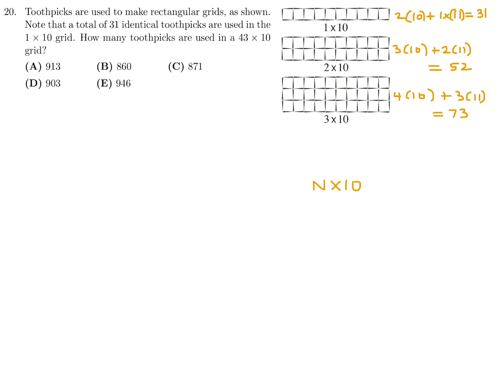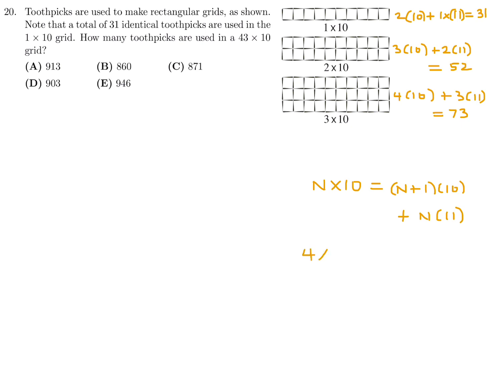Okay, now let's try to figure out a general formula for n times 10. As I hope you can see so far, it will be n plus 1 times 10 plus n times 11. That is my general formula. And I hope, because I gave 3 examples, that you can see how I came up with that just by following that pattern. Okay, so if you're convinced that this is the formula, let's plug in 43.